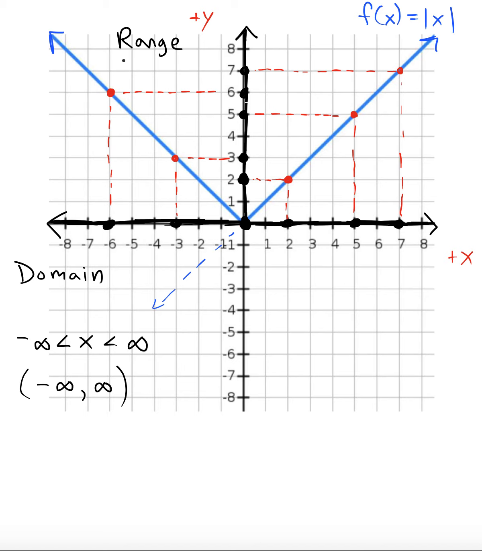So that means our range is going to be from 0 to infinity. We can write that like this. We also want to include 0 as part of the possible outputs of that function. Like if we were to put in a 0, we would get out 0. In interval notation, this would be written like this: 0, infinity. 0 has a bracket with it because 0 is a possible output value.